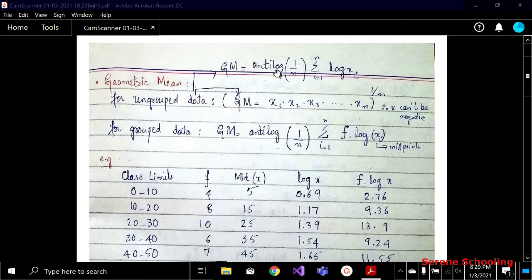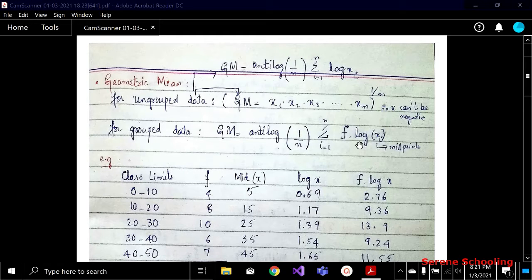But in the case of a grouped distribution it is the same, with a small difference: here you can see I am using this f. The other formula is the same, but you have to multiply by f. And why f? Because we are dealing with grouped data, where the classes are given, where the frequency is there, right? So the execution will be from right to left.